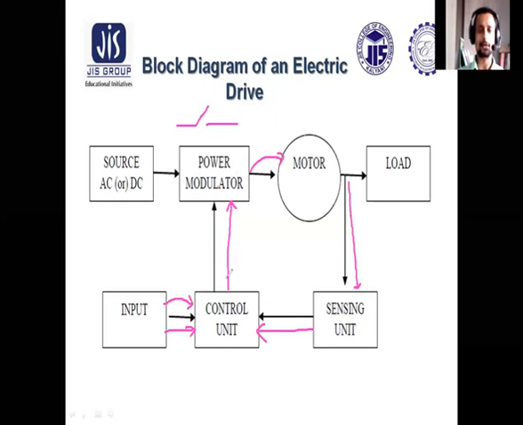This is a continuous signal actually. Signal to this power modulator, and based on this control unit signal, the on off time of this power modulator will be modulated. As the on off time is modulated, the motor will get modulated power at its terminal, and motor speed or torque or voltage, whatever you want to control, could be controlled precisely. So these are the basic blocks of an electric drive.